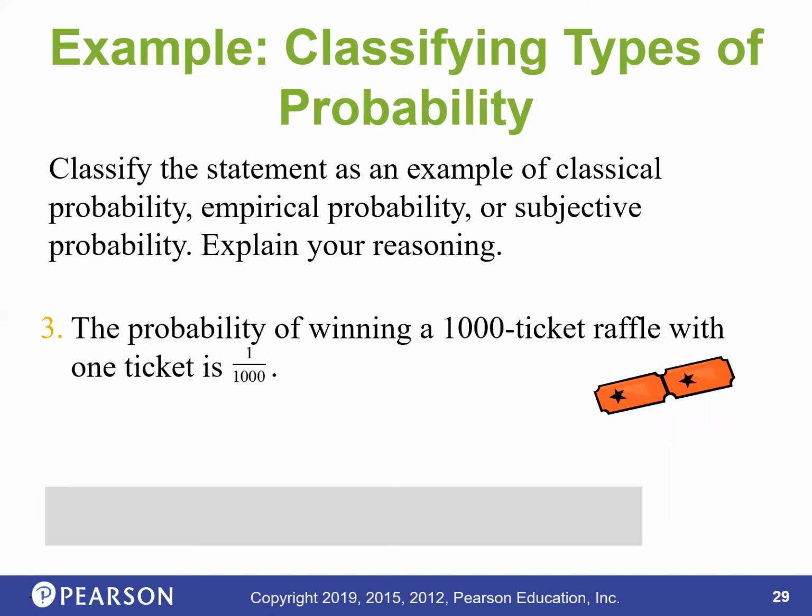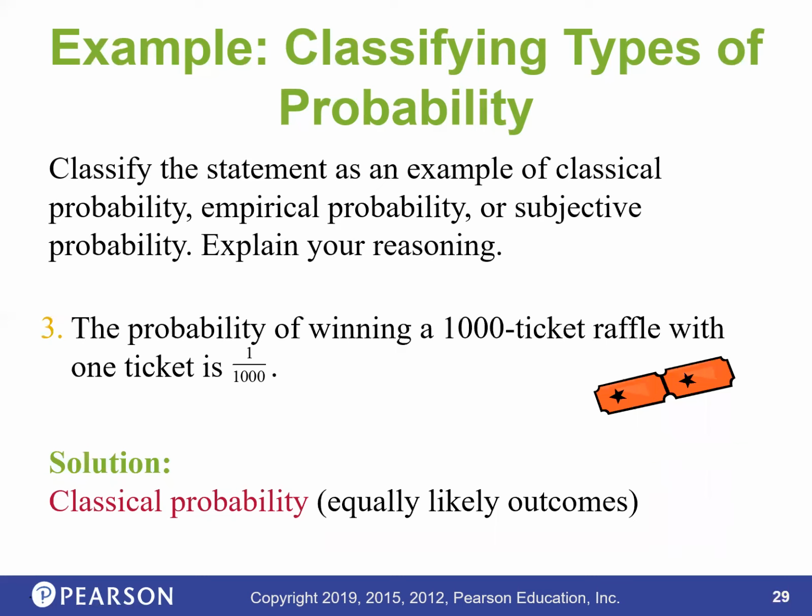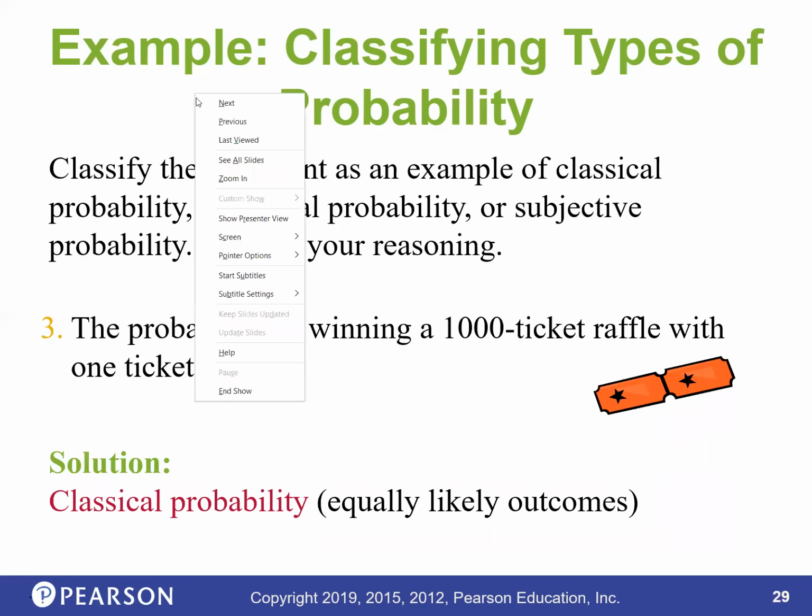Probability of winning a 1,000 ticket raffle is 1 out of 1,000. Has to be classical, right? Yeah, you know how many outcomes there are. There's 1,000. You bought one raffle ticket. Your likelihood is 1 out of 1,000. Okay, before we go on to the next step, just real quick here, write this one down.